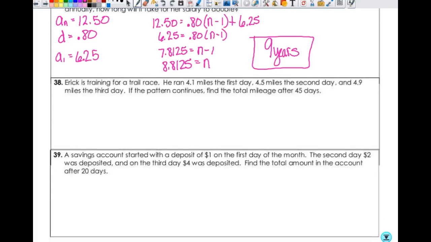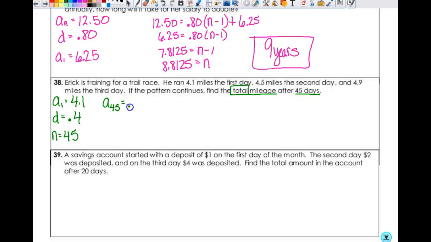All right, number 38. Eric is training for a trail race. He ran 4.1 miles on the first day, 4.5 miles on the second day, 4.9 miles on the third day. If the pattern continues, find the total mileage, that means this is telling me it is a series, after 45 days. Okay, so A1 is equal to 4.1. He is adding 0.4 miles every day, which means that this is arithmetic, so the common difference is 0.4. I need N is 45, right?